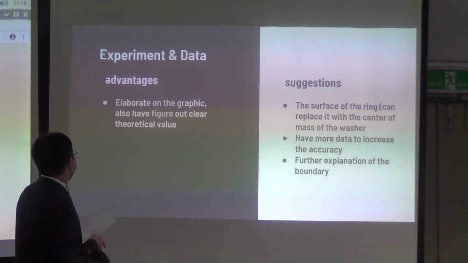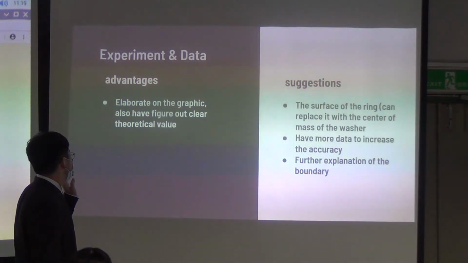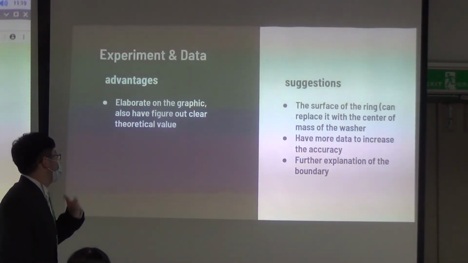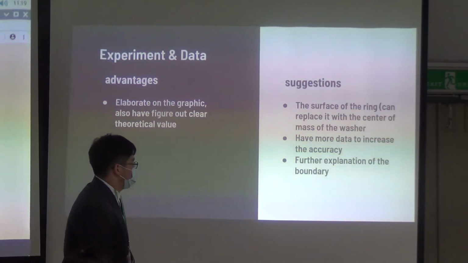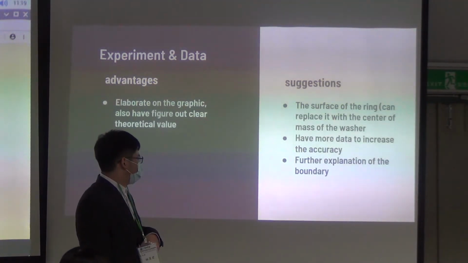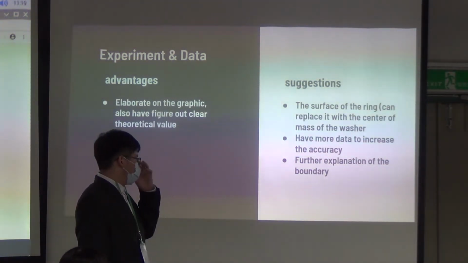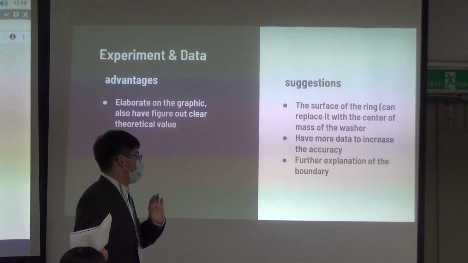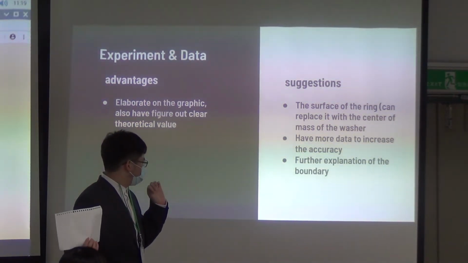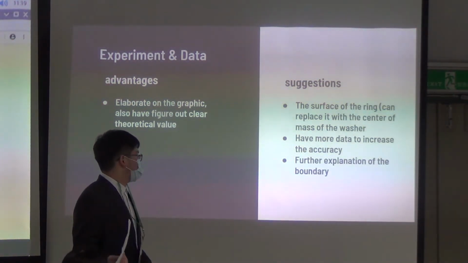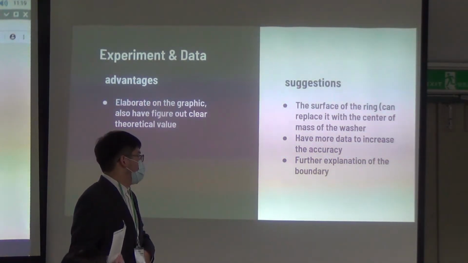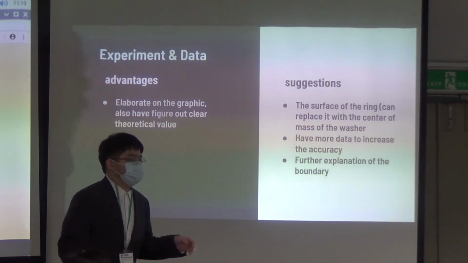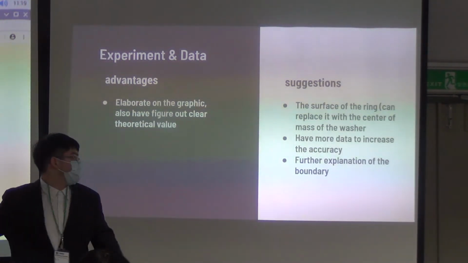And their advantage in the experiment is that they elaborate on the same graphic, but they also have to figure out the clear theoretical value. Our suggestion is that the surface of the ring can be replaced with the center of mass of the washer. And they should have more data to increase the accuracy, and further explanation of the boundary, which is the one that we provide.